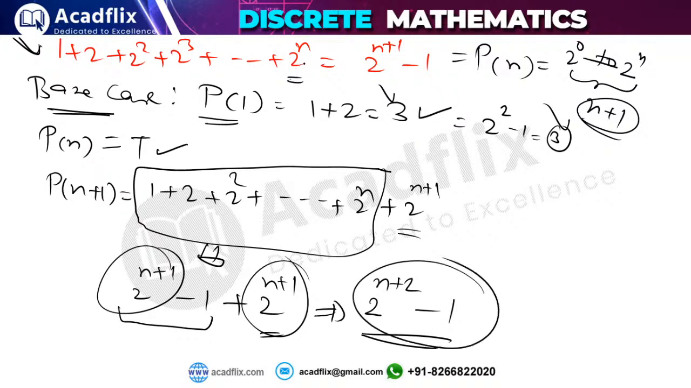This is what you wanted, because when you have n, the value was 2 power n plus 1 minus 1. When you have n plus 1, then the value is 2 power n plus 2 minus 1. This is what you wanted. So now you can say that this formula is true. This is how mathematical induction works.